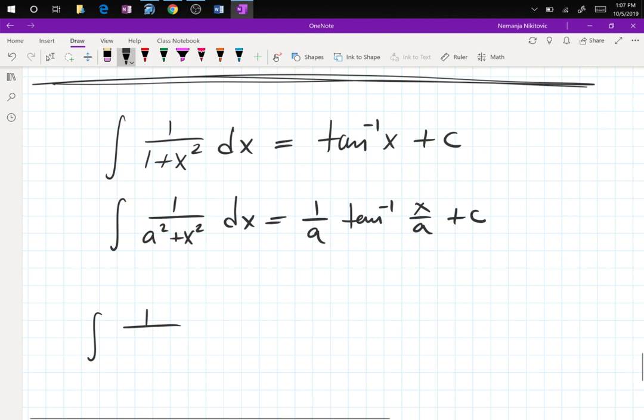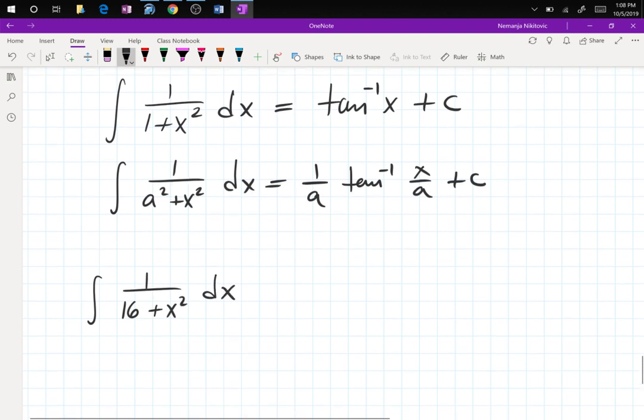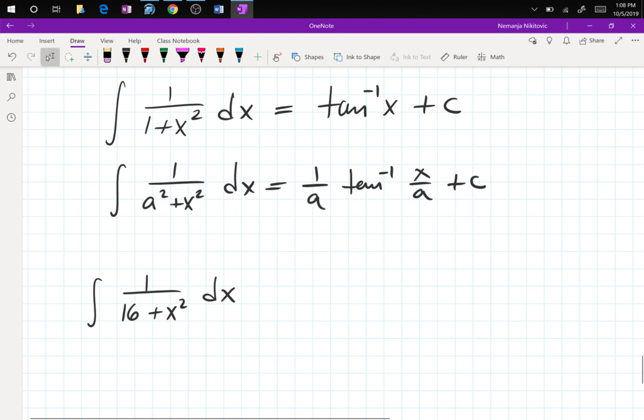Just 1 over, let's go with 16 plus x squared dx. You know the answer. It's 1/4 inverse tangent of x over 4 plus c, right? Just a is 4. Stuff it in, you're done. But then you are tutoring someone and they say, why? Say no more. Here we go. Time to show off your mad skills.